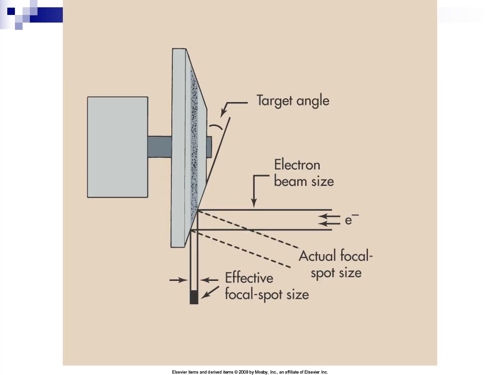When we look at the electron beam size, that's the size of the electron beam where we have the electrons coming from the cathode. The actual focal spot is the area where we have the dotted lines here, where the electrons actually strike the target. And the effective focal spot size is the area to which the X-rays are projected to the image receptor. It's also called the projected focal spot.